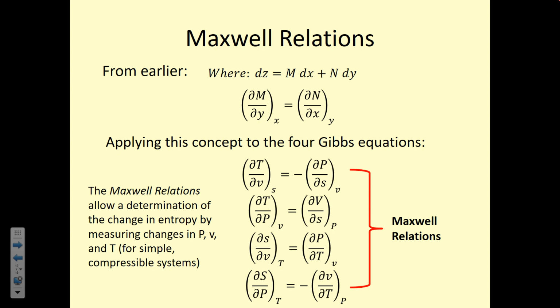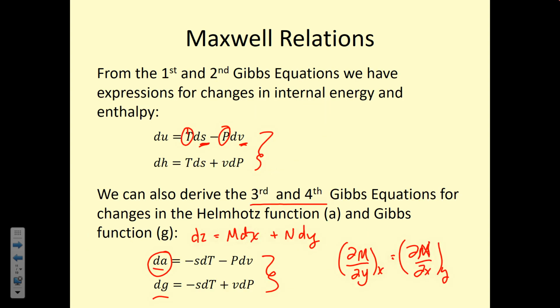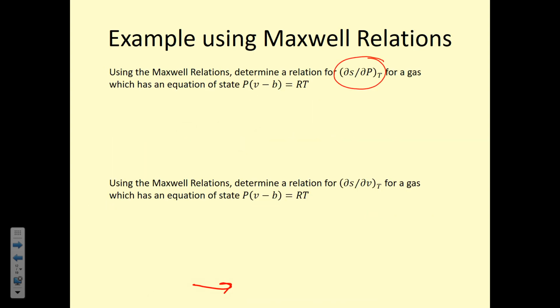Del S, del P holding T constant. That bottom one? Yep, this bottom one here. So this bottom relation is the one that we are going to use. So del S, del P with T being held constant is equal to a negative del V, del T, this is a lowercase v, with P being held constant.